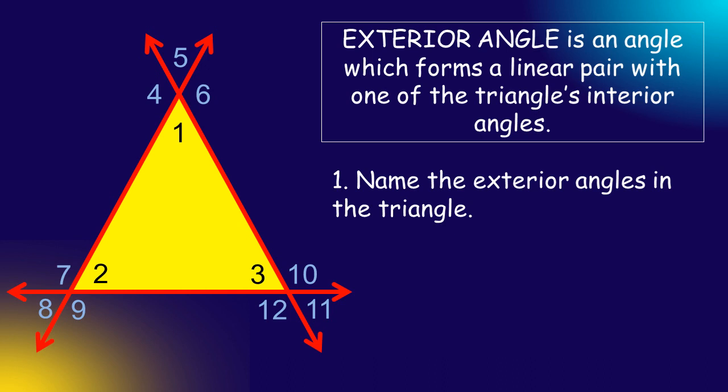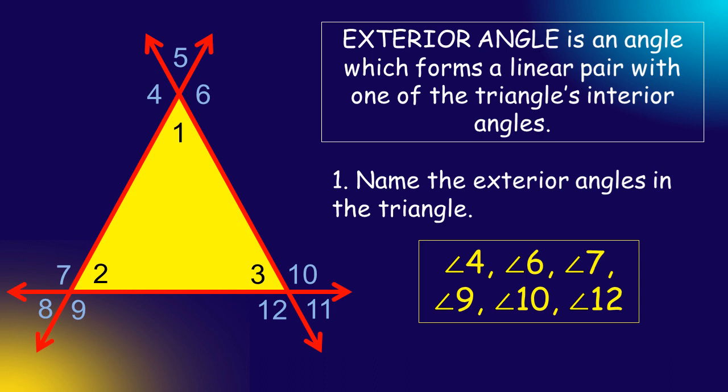So, tignan nga natin. Name the exterior angles in the triangle. So, they are angle 4, angle 6, angle 7, angle 9, angle 10, and angle 12. As you have observed, angle 5, angle 8, and angle 11 are not exterior angles. Okay, so they are called vertical angles. Angle 5 is the vertical angle of angle 1. Angle 11 is the vertical angle of angle 3. And angle 8 is the vertical angle of angle 2.